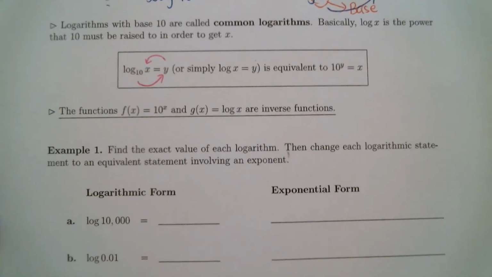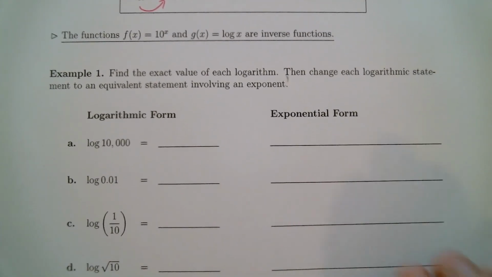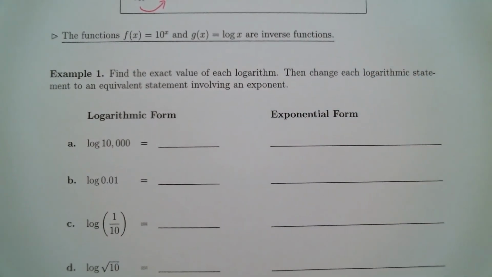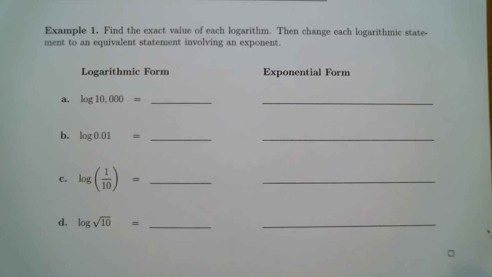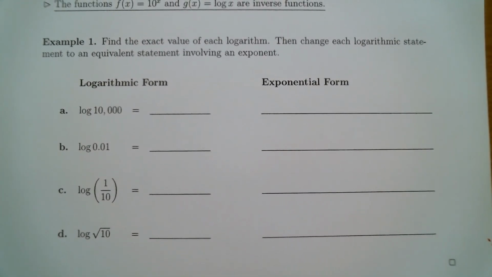All right, so let's do some more practice with logarithms. In example 1, you've got 4 of these here, and there's 2 columns. There's a logarithmic form and there's an exponential form. Now I'll explain the difference. The directions say find the exact value of each logarithm, then change each logarithmic statement to an equivalent statement involving an exponent.